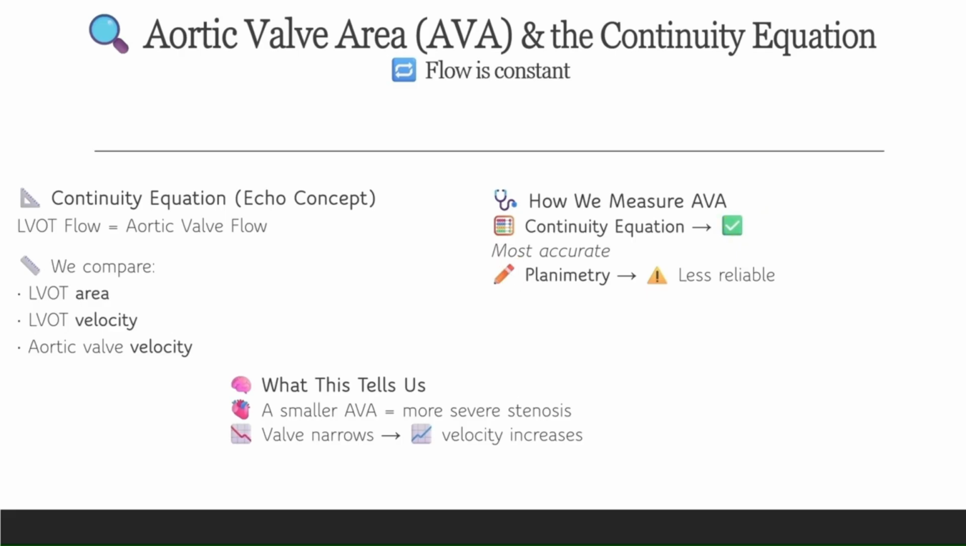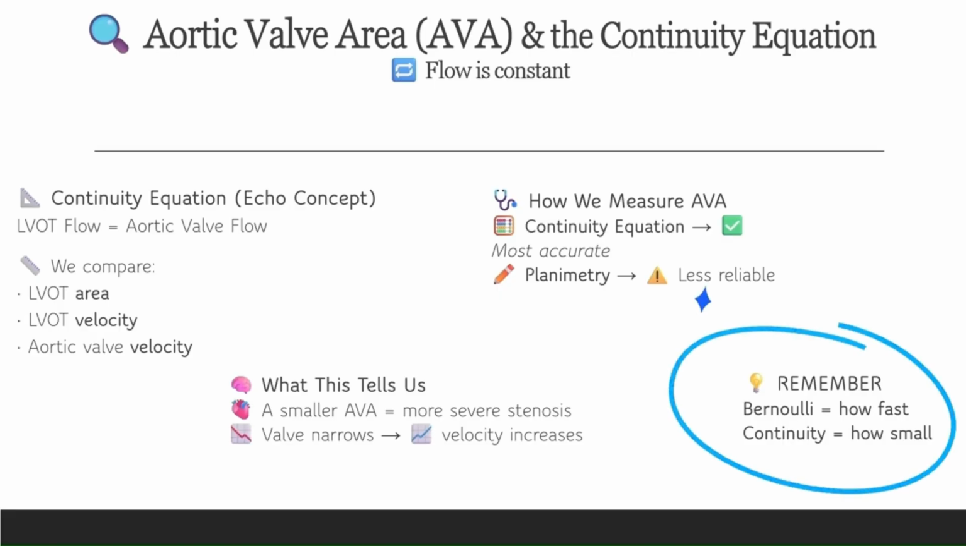Think of it this way. Bernoulli tells us how fast the blood is moving. Continuity tells us how small the valve opening is. Together, they define the severity of aortic stenosis. Hopefully that was able to give you guys a short but good understanding of why we use both.